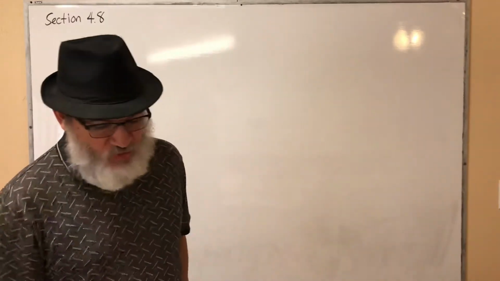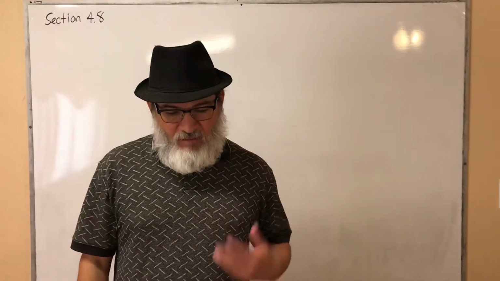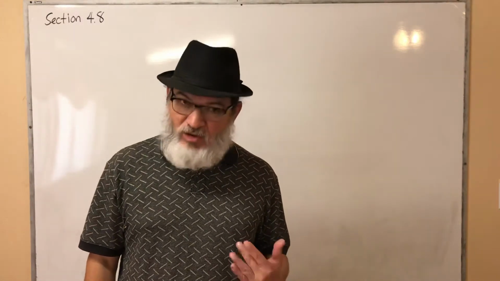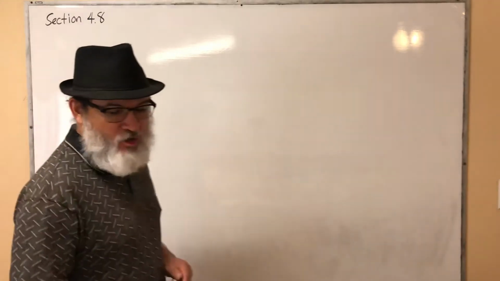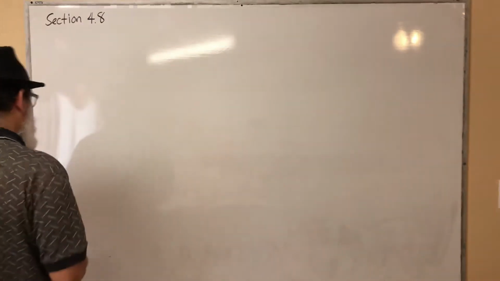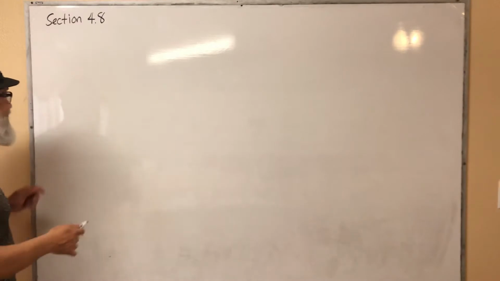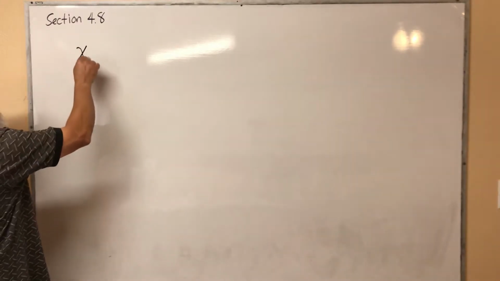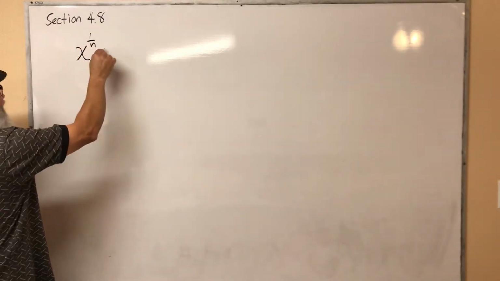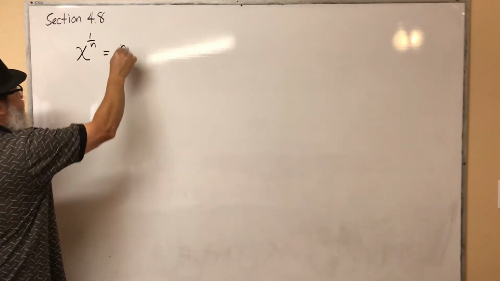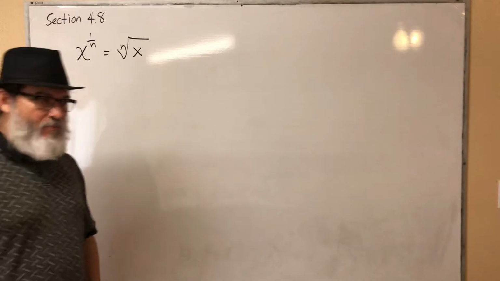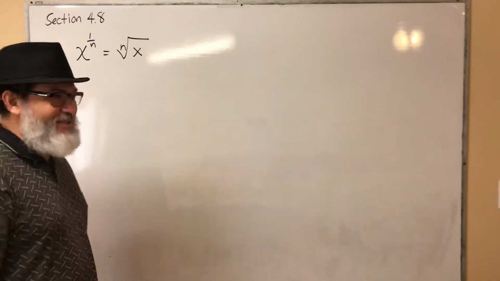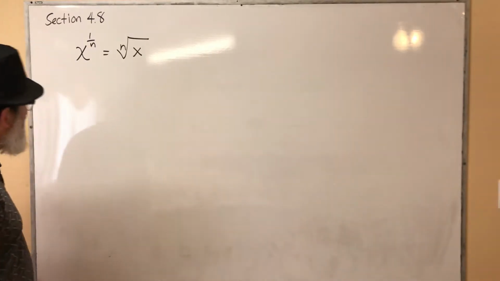Again, guys, let's do section 4.8. Section 4.8 consists of rational exponents and radical notation, okay? Rational exponents and radical notation. We should remember that x to the 1 over n is the nth root of x, okay? X to the 1 over n is the nth root of x.